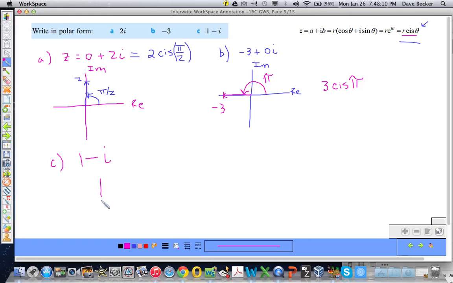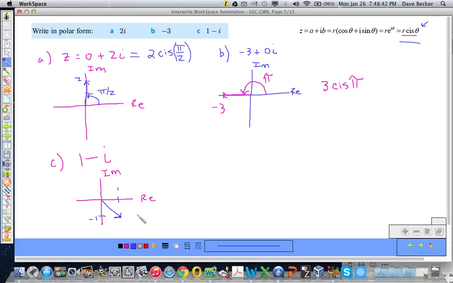What about 1 minus i? Okay, so let's think about this. Let's represent it with a 2D vector. Real, imaginary, right? So I'm going to have to go over 1 and down 1. These are still numbers here, it's just that they're multiplied by i, right? So that's going to be right here. So my vector is going to be right there, boys and girls, isn't it?